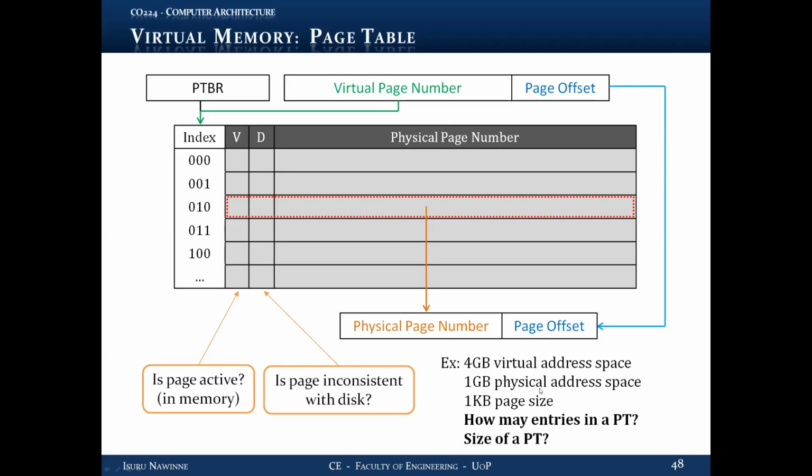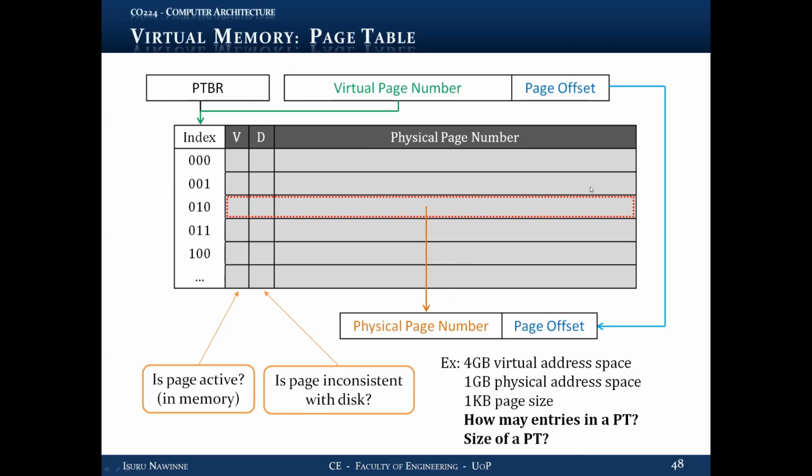2 to the power 22 is how much? I think it's close to 4 million, right? So 4 million pages in the page table, 4 million entries in the page table, right? So the next question is the size of a page table. What is the actual size of a page table? A page table is stored in the memory, right? So what is the actual size of a page table?